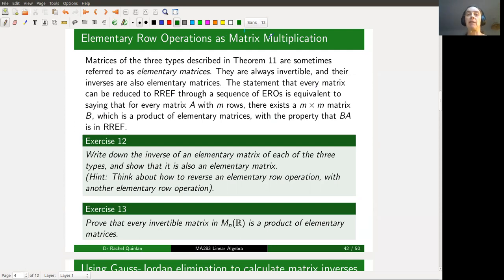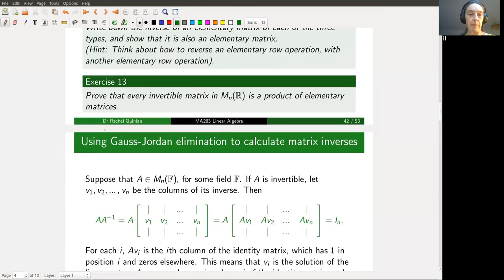Okay, so the comment basically is that any matrix can be reduced to reduced row echelon form by multiplying it on the left successively by a sequence of elementary matrices, or by multiplying it on the left by a product of elementary matrices. So we're not going to really talk about this an awful lot. It's not going to be that important for us, but it's something to bear in mind, and it's convenient in certain contexts to think about elementary row operations as actually being matrix products.